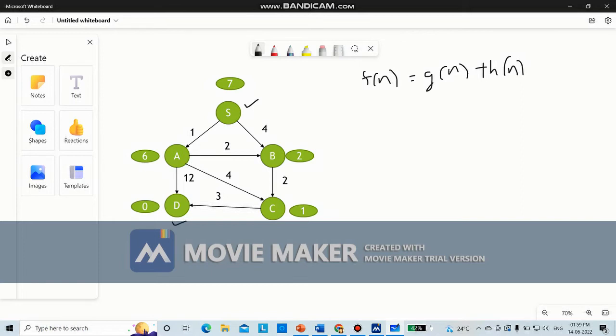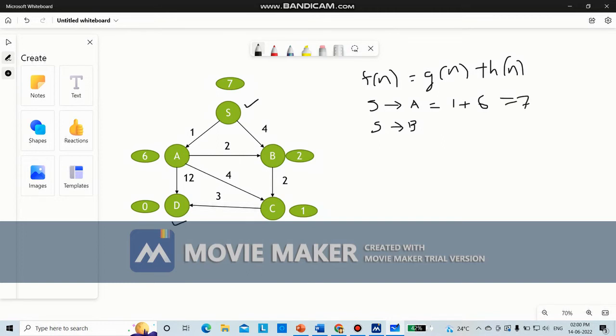So we are going to start from S. We will have to find the cost of all the nodes that are adjacent to S. What are the nodes adjacent to S? A and B. So first we calculate the cost to reach from S to A and from S to B. To reach from S to A, it will be G of n plus H of n. G of n is 1, and H of n is 6. So 1 plus 6 is equal to 7.